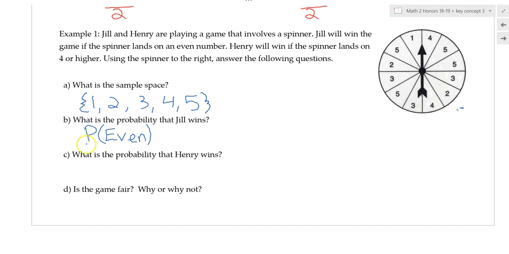This is another notation. It's probability of whatever's in your parentheses. So I'm going to go through and underline all my even numbers: 1, 2, 3, 4. Out of 1, 2, 3, 4, 5, 6, 7, 8, 9, 10, 11, 12, I have 12 possible options on my spinner. So 4 out of 12 equals 1/3. Again, we always reduce our fractions.